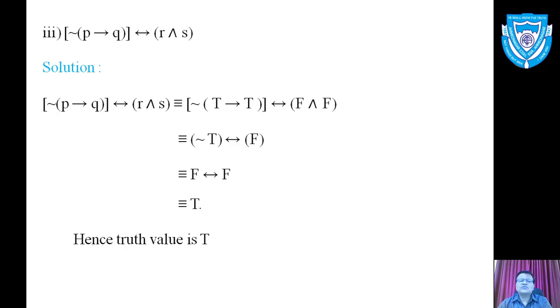For implication, whenever the antecedent is true, the consequent must be true, and here the antecedent is true and the consequent is true, so the truth value is true. That is the simplification in the first step. In the second bracket we have F and F, and F and F is F. Now negation of T is F, and in the third line we have F biconditional F. If both the components are true, then the biconditional is true. If both the components are false, then also the biconditional is true.